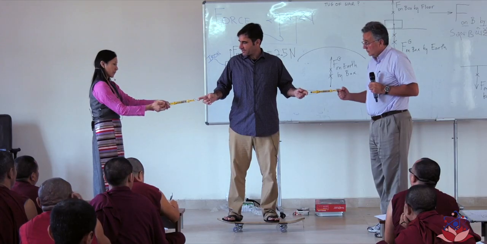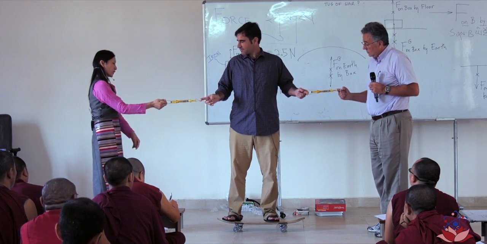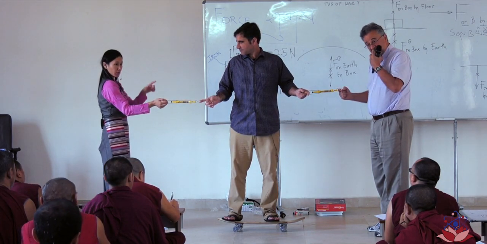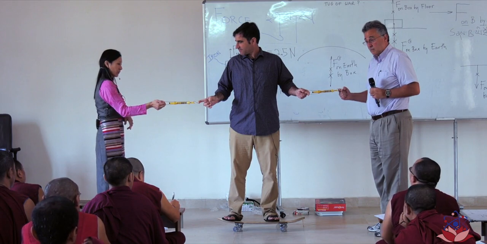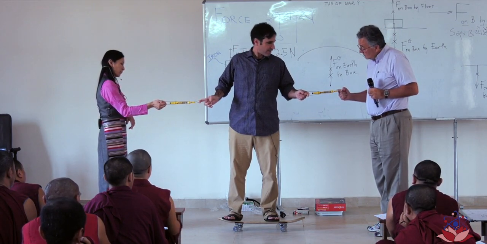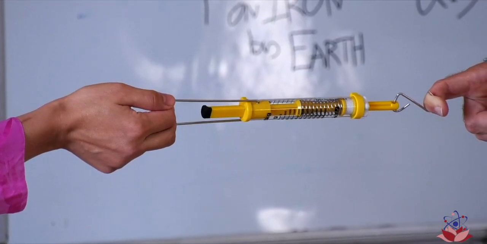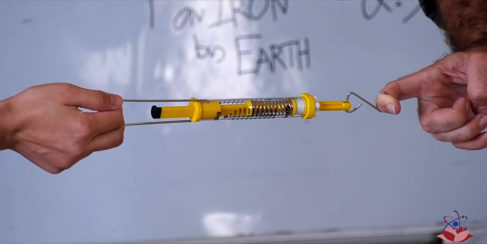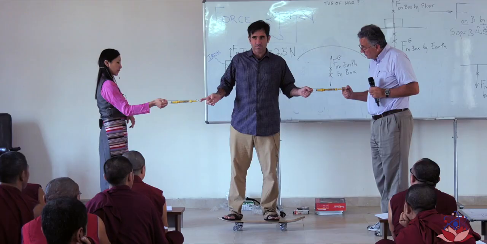They're both pulling the same amount. This spring reads about 25. I can't see that one. 25. And that one reads about, the one in Stamatis' hand reads about 25.